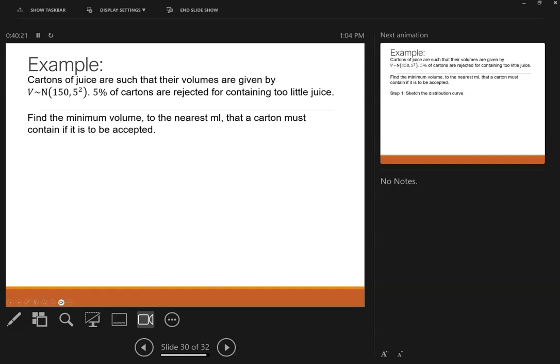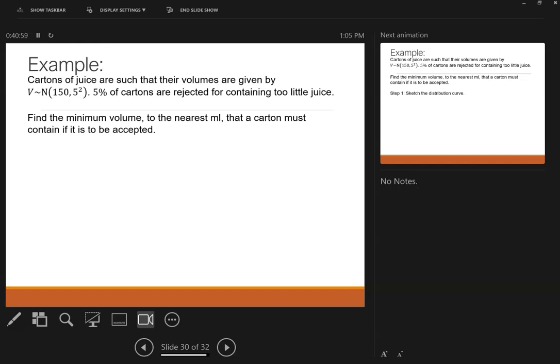All right. Ooh, story problems. Words. Cartons of juice are such that their volumes are given by the normal distribution 155. 5% of cartons are rejected for containing too little juice. Find the minimum volume to the nearest milliliter that a carton must contain if it is to be accepted. What do I do to start?